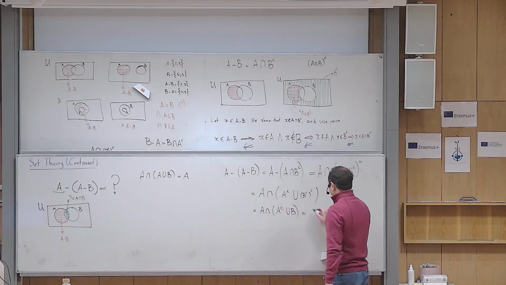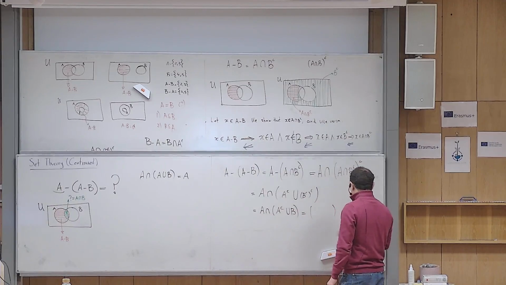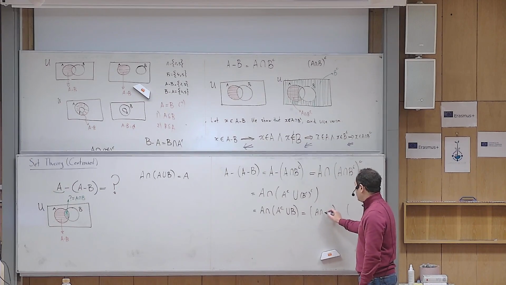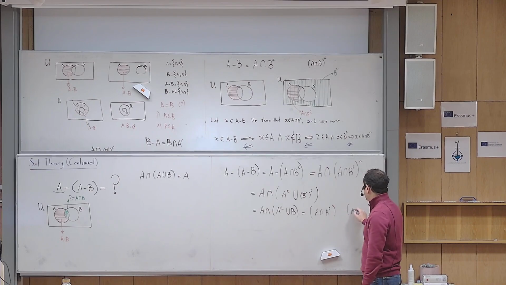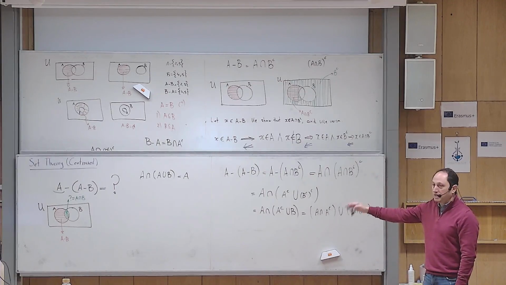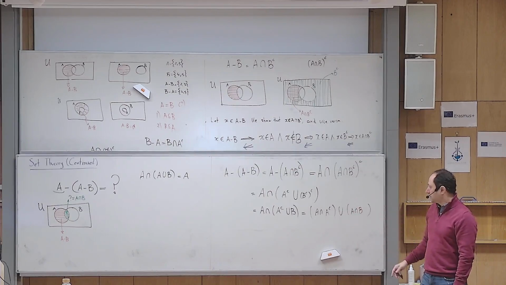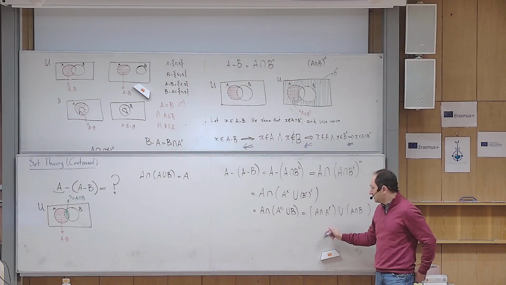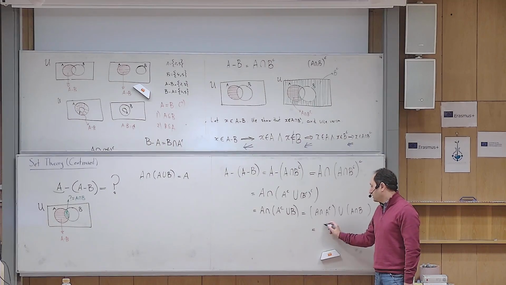I distributed it, but you can distribute it for me. So how should I write? A intersection with A complement, A intersection B, but here? Union. Yes, so I distributed A intersection inside the pair of brackets. But this is easy. The overlap between a set and its complement is the empty set, union with this.